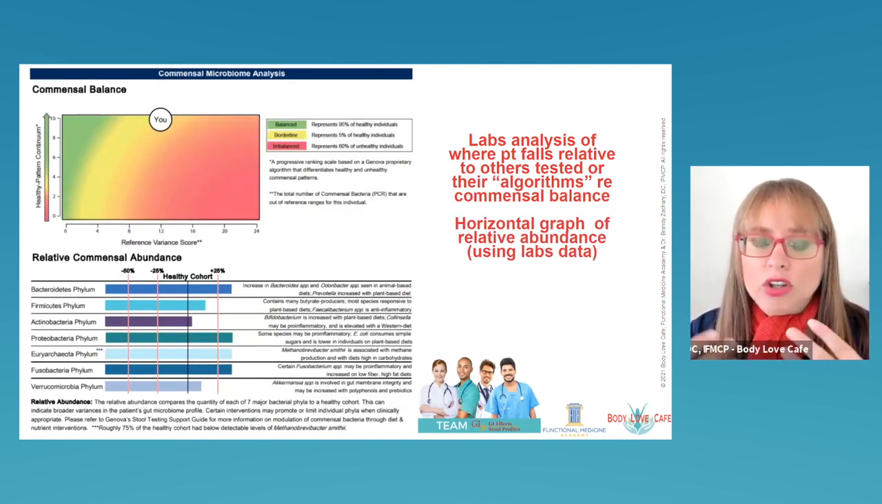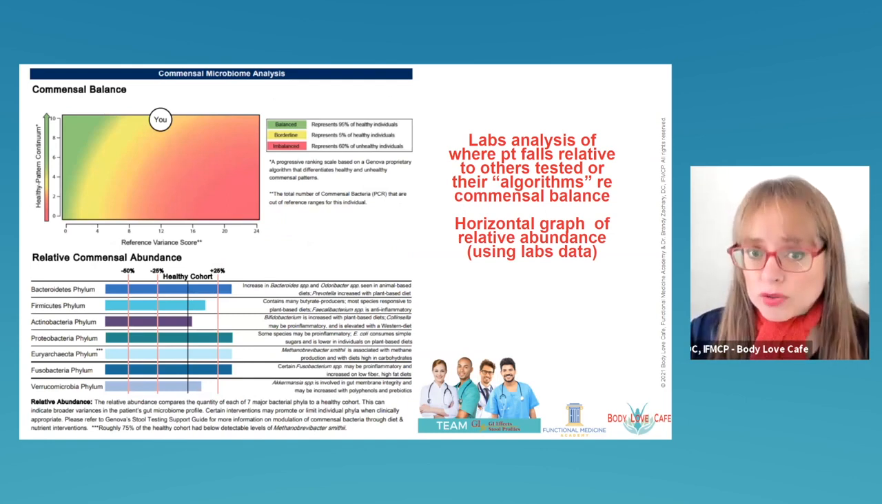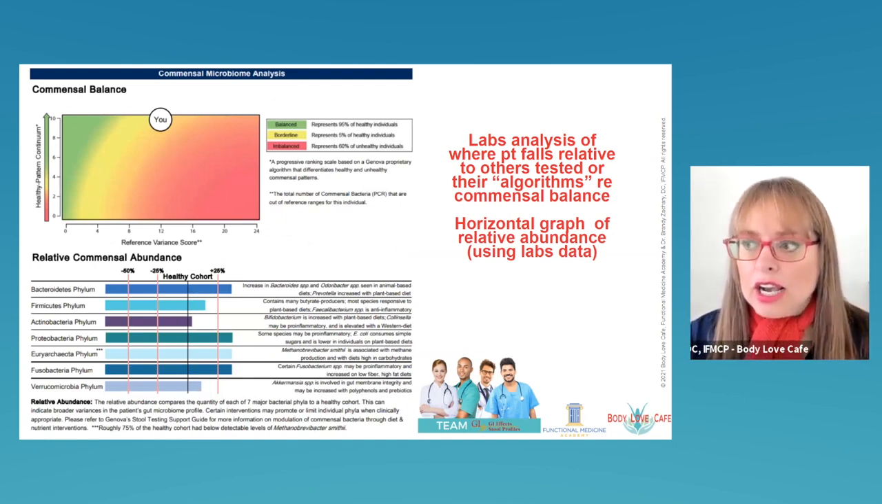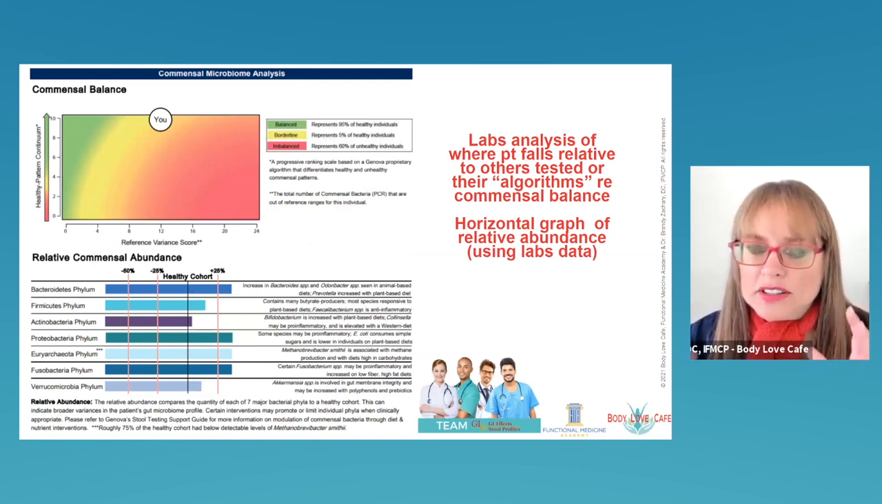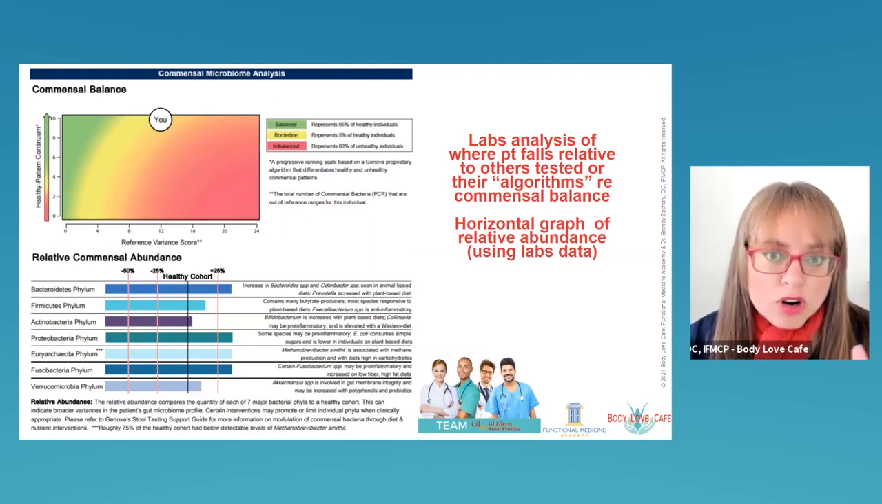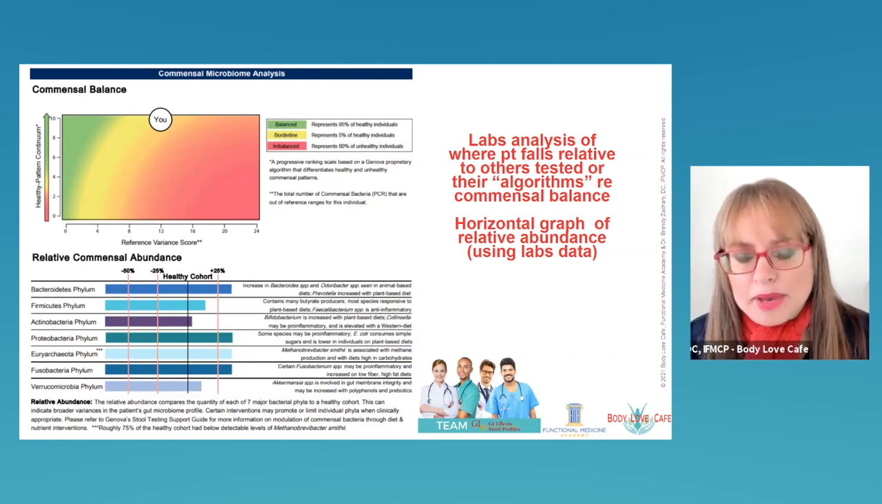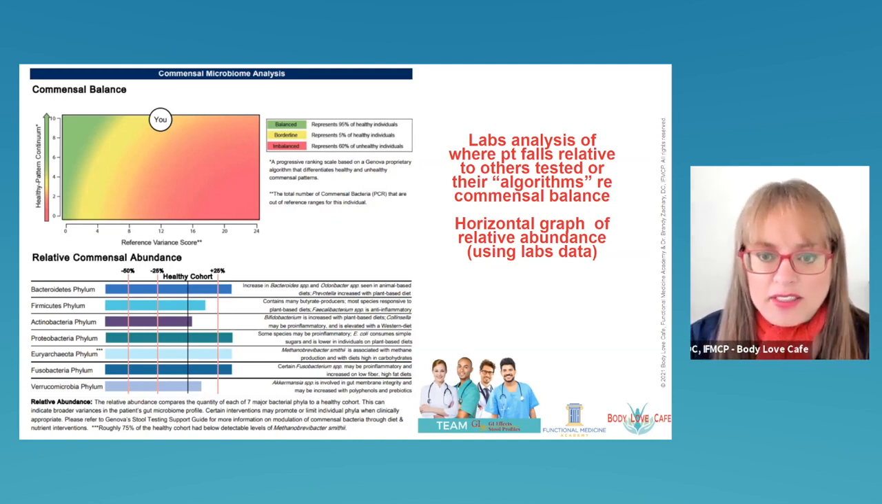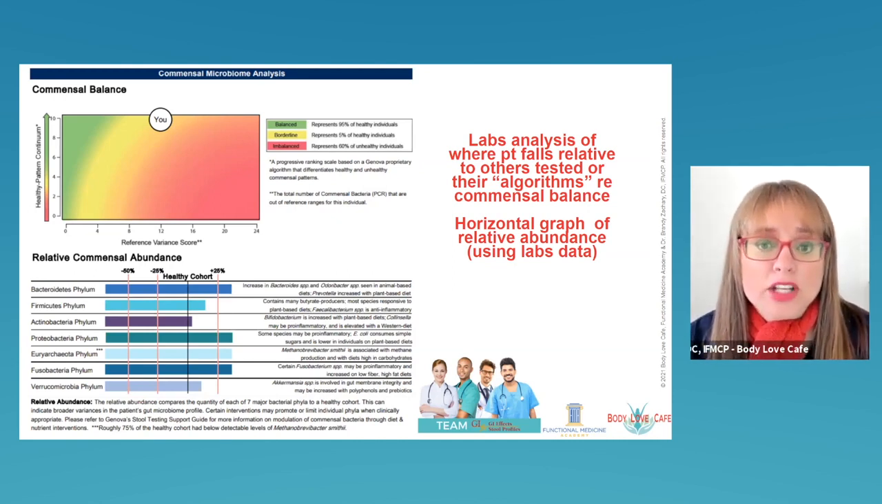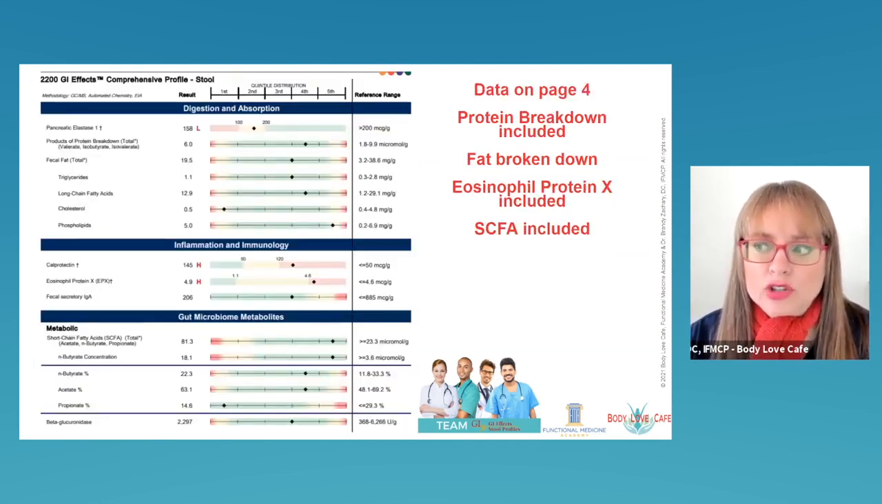So again, using their history of lab testing, where does that patient, the specific stool sample, fall for commensurate balance, and then looking at relative commensurate abundance. When they say healthy cohort, again, that's using their lab findings and comparing this specific test to that. Okay, so page 4, we start getting into the actual data.